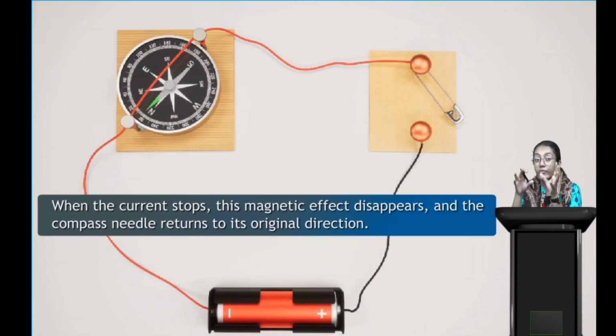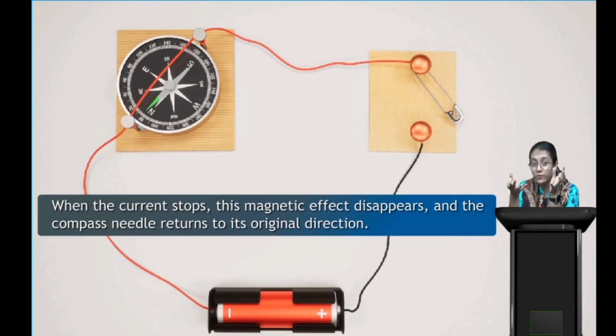And whenever we turn off the switch, what happens? Then the current stops, isn't it? So when the current stops, the magnetic effect disappears and the compass needle returns to its original direction. Whenever we turn off the switch, the current also stops flowing.